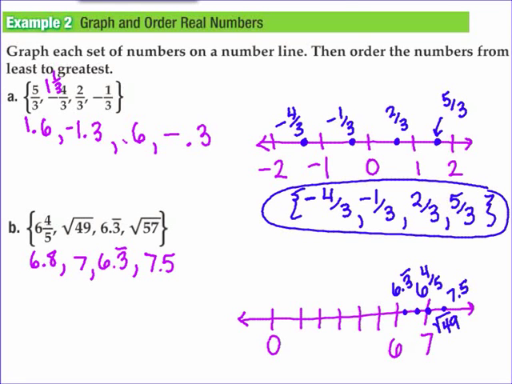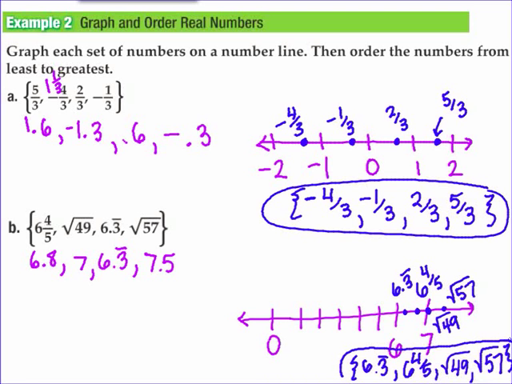So I need to go ahead and write these least to greatest. So what's going to be my smallest number, folks? 6.3 repeating. What's going to be my next one? 6 4/5. What's my next one? Root 49, and my next one is? Square root of 57. Oh, I wrote that wrong, didn't I? Oops, sorry. This should be root 57. Thank you, you caught that. Sorry, I wrote that wrong. So it should be root 57. Okay, so I need to make sure I put the little squiggles, and then that is your answer from least to greatest. Okay, questions?